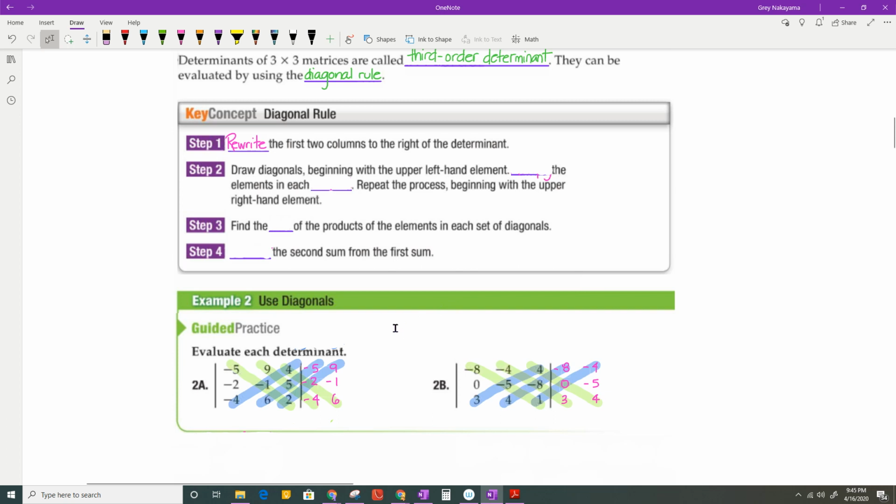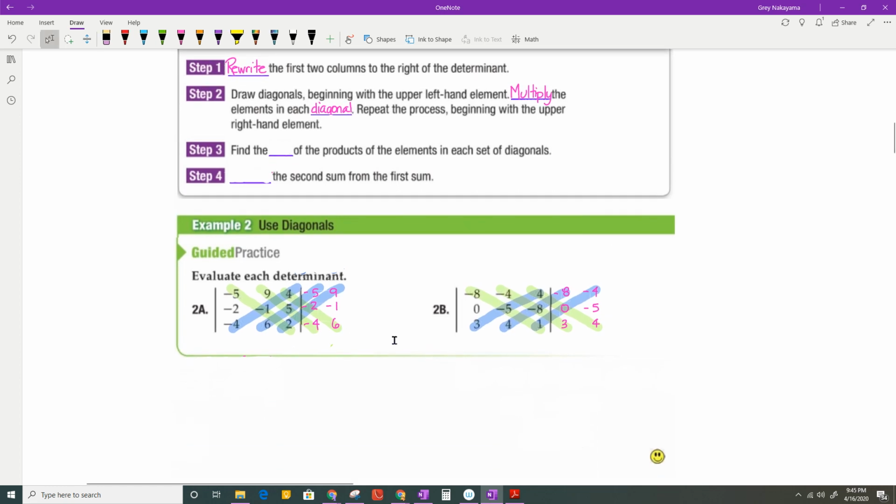Okay, you draw diagonals. It tells you to begin with the upper left hand, just like when you're doing a 2 by 2, and you multiply the elements in each diagonal. Repeat the process beginning with the upper right hand element. So if I start with the left hand and go down, that's my green diagonal, and I'm starting with -5. So when I multiply those in that diagonal, I'm going to get 10.